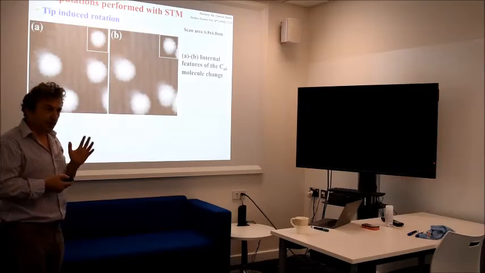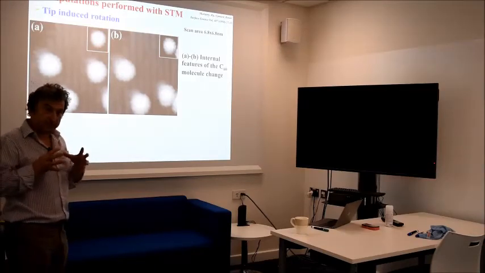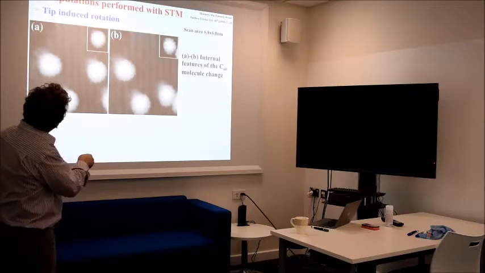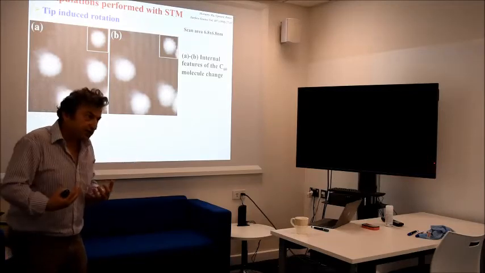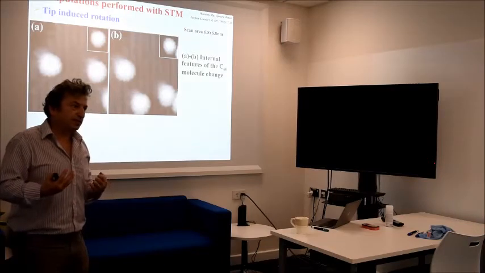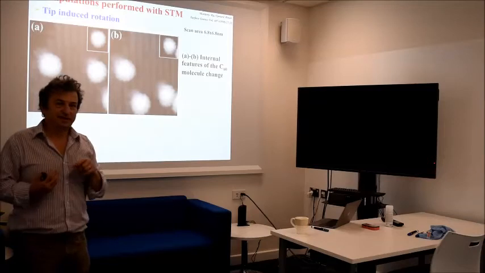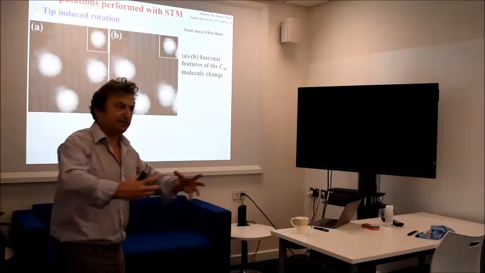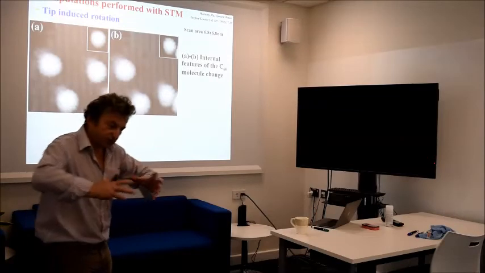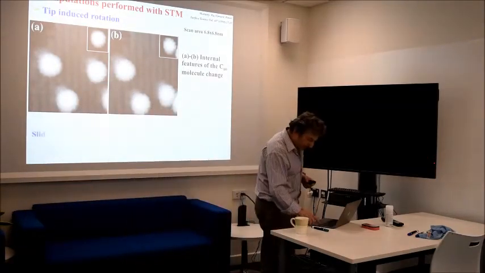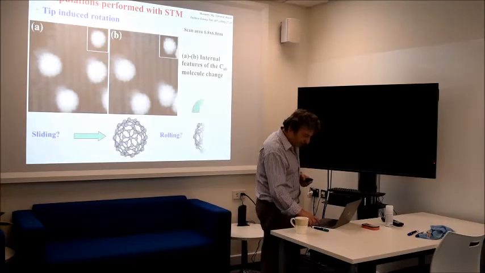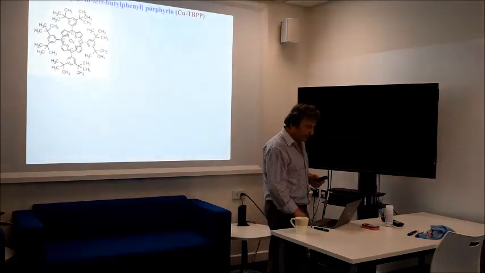These are not atoms. You can't resolve carbon atoms of C60. But at least you can see some substructure. And you see that the molecule was moved from this position to this position, and the direction of these arches changed. What might that mean? It's rolled. Yes, it's rolled. It actually was not slid from one position to another, but rolled. So that was an interesting observation, and we wanted to understand why this happened. So sliding or rolling, and from the experimental point of view, it seems to be rolling.